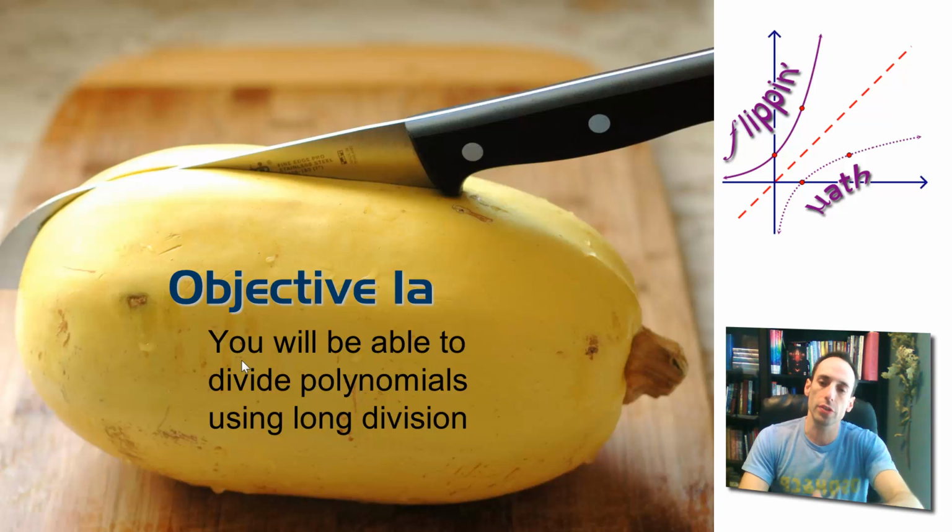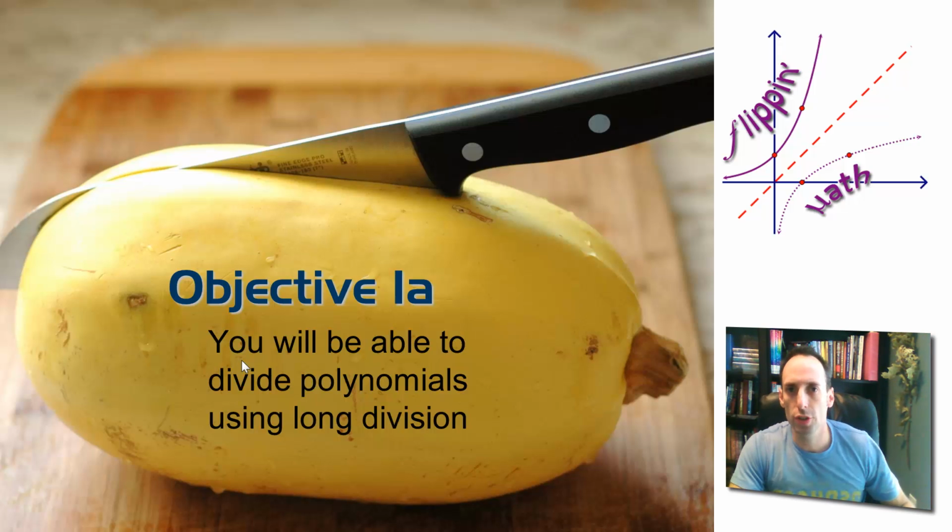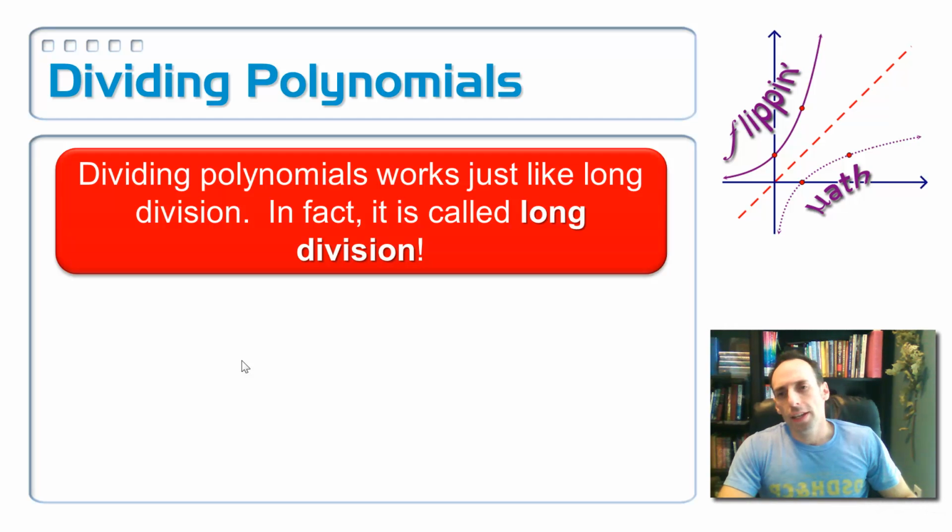So the first part of our objective here is being able to divide polynomials using long division. So look at this. I'm going to say it's a squash. And how is it being cut? It's being cut lengthwise. It's long division. Anyway, dividing polynomials works just like the long division that we started this lesson with. In fact, it's called long division.